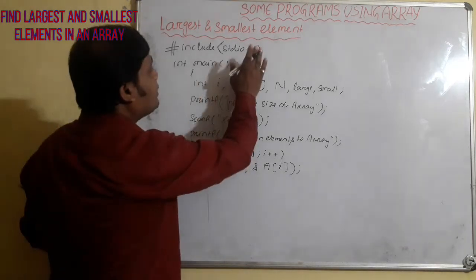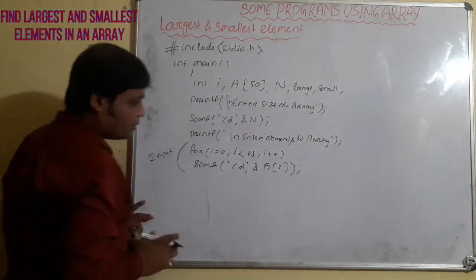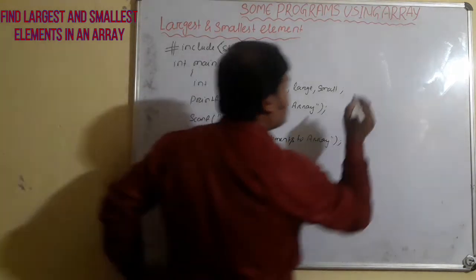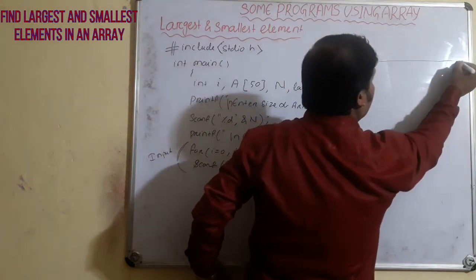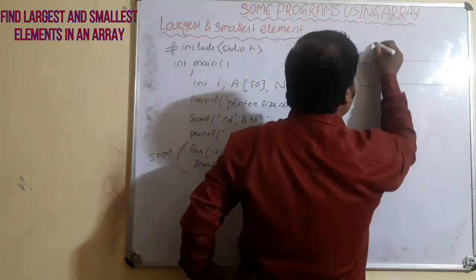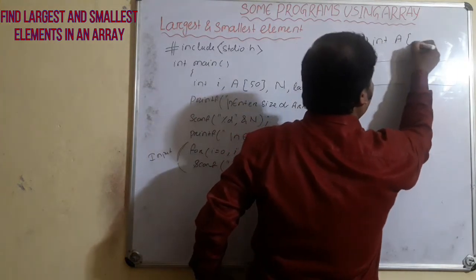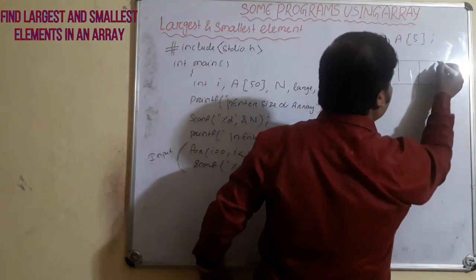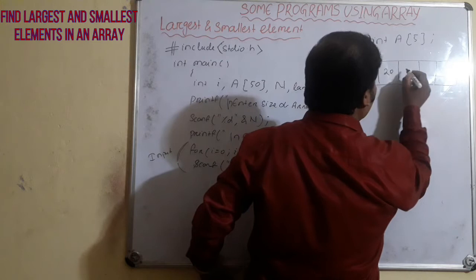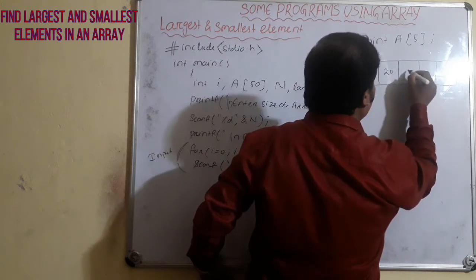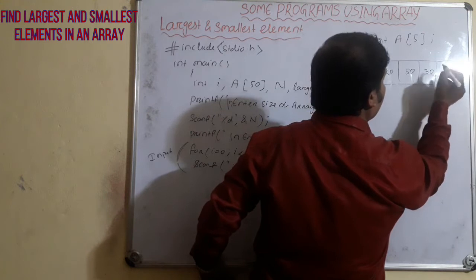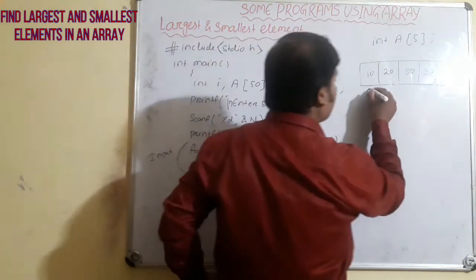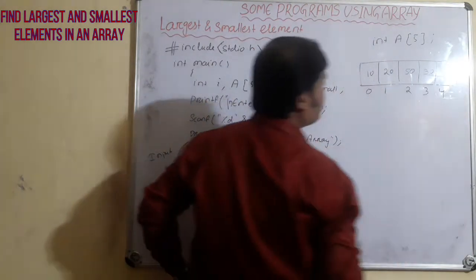Now to find the largest and the smallest element, what do I have to do? First, just see the logic part. Suppose here I am taking integer a of 5, with elements 10, 20, 50, 30, and 40. Clear? These indexes are 0, 1, 2, 3, 4.